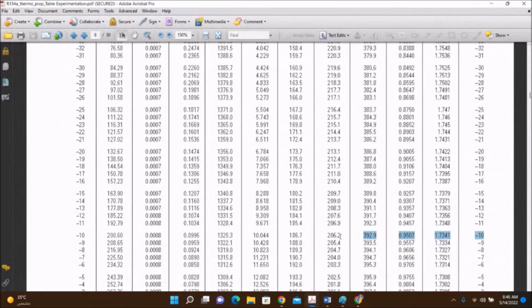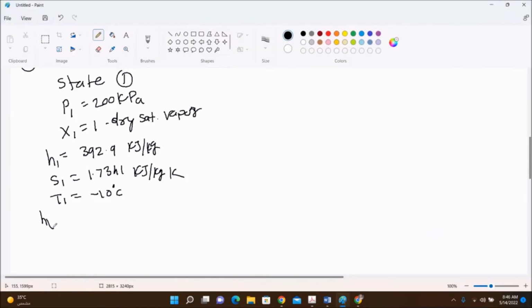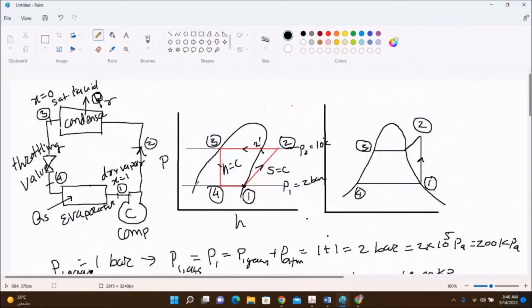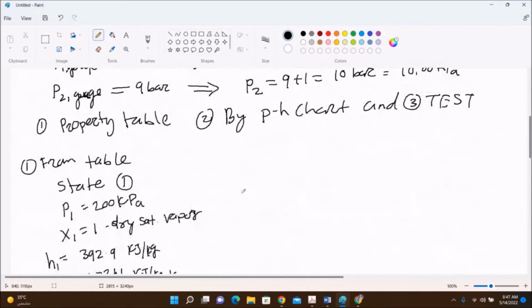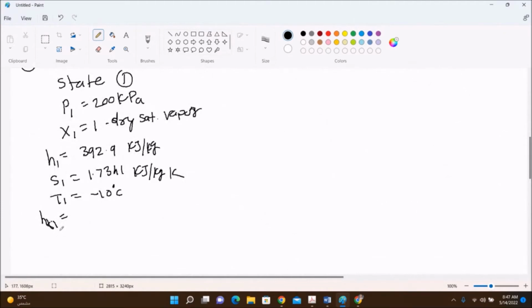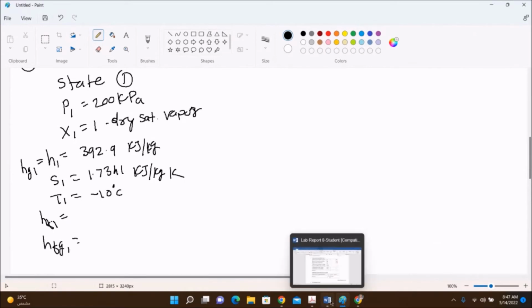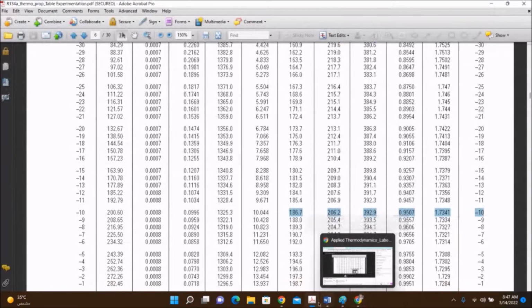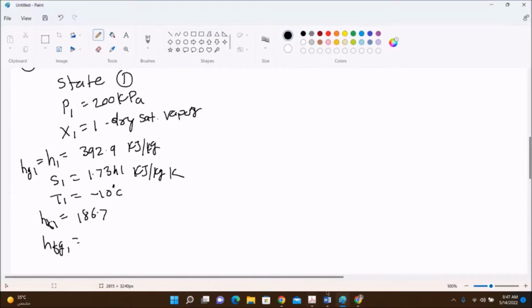So this is Hg, this is HFG, this is H1. So I write Hg, HF. HF1 means this point, and this is Hg1, that is equal to H1. So this is Hg1, H1, because it is dry saturated. HF1, HFG1, so I will record this also: 186.7 and 206.2 kilojoules per kg Kelvin.